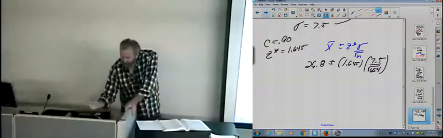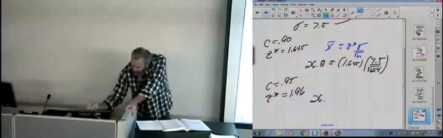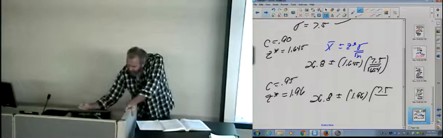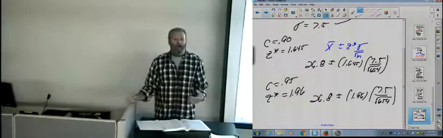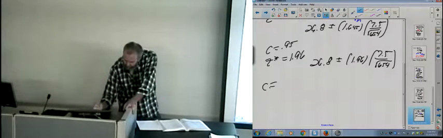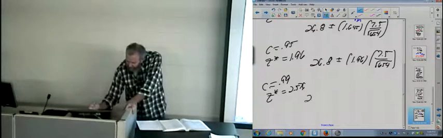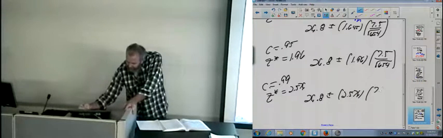And then for 95%, warning, z star off of the table is 1.96. You're going to get 26.8 plus or minus 1.96 times 7.5 over the square root of 654. The only thing you're changing here is your critical value, that number from your confidence level. And then for 99%, z star is 2.576, 26.8 plus or minus 2.576 times 7.5 over the square root of 654.